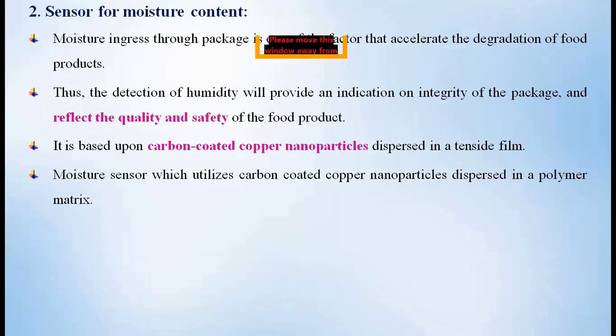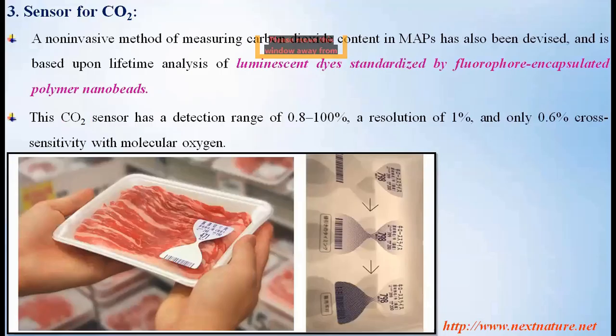Nanoparticles dispersed in the tensile film. Moisture sensors, which utilize carbon-coated copper nanoparticles dispersed in the polymer matrix, show whether moisture is present or not. Then the CO2 sensor, a non-invasive method of measuring CO2 content in MAP, that is modified atmosphere packaging material, has also been devised. It is based upon lifetime analysis of luminescent dye standardized by the fluorophore encapsulated polymer nanogrid. This CO2 sensor has a detection range of 0.8 to 100%, a resolution of 1%, and only 0.6% cross-sensitivity with molecular oxygen.